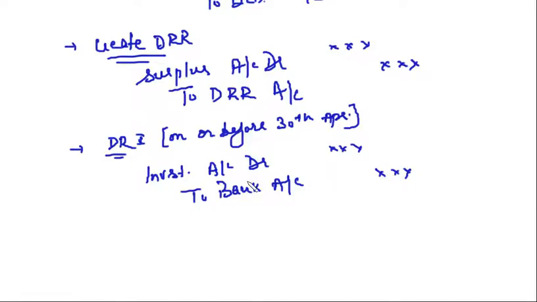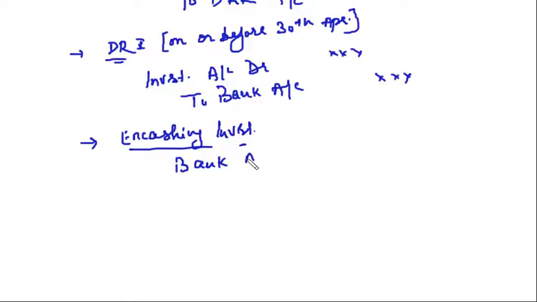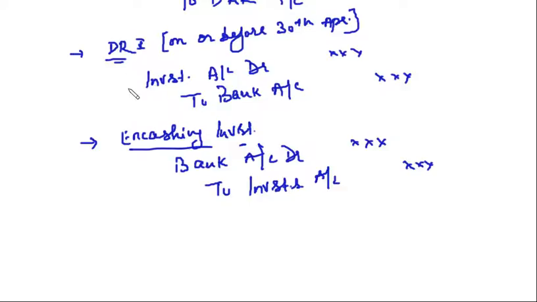Now when the time of redemption comes, what will you do? You will encash these investments or keep these investments for further use. Suppose you are encashing investments, then bank account debit to investments account. Clear? Here you have encashed your investments. First you invested in the specified securities, now you have encashed your investments just before the redemption.